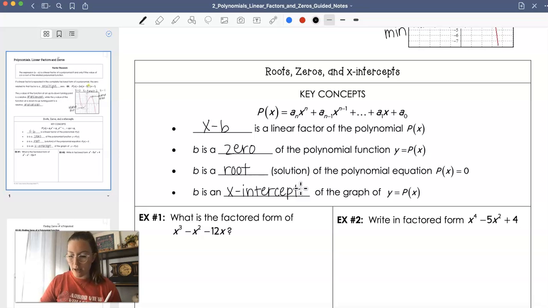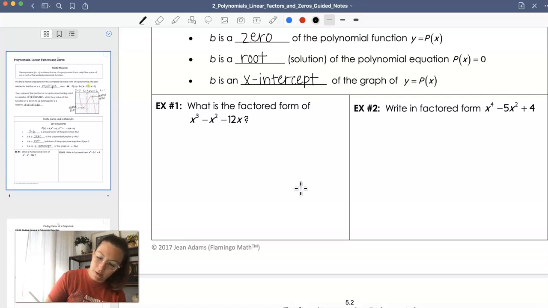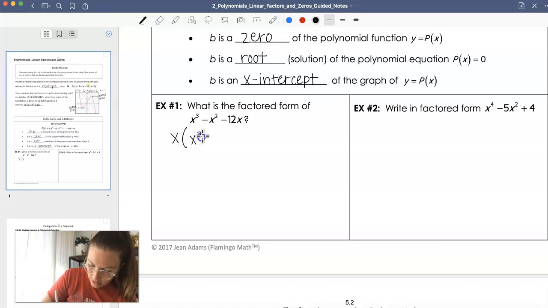All right, so we're going to go ahead and factor these guys. So it says, what is the factored form? Remember, first thing we always check for is their greatest common factor. So we have x cubed minus x squared minus 12x. Please notice that we all have an x in every single one. So we're going to factor out that x. So we're going to get x squared minus x minus 12.